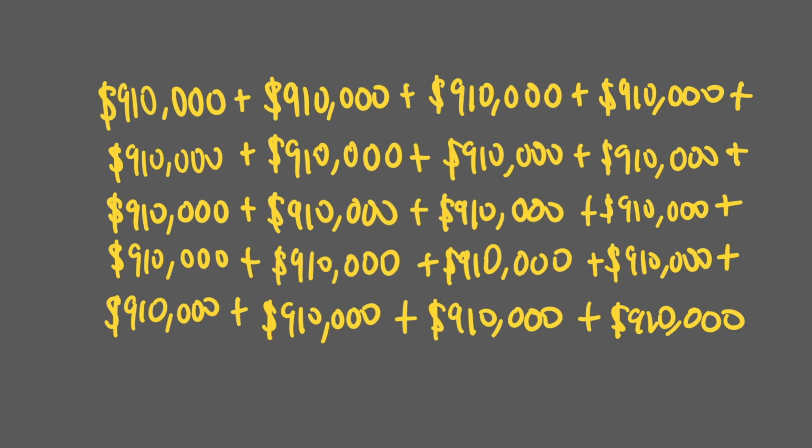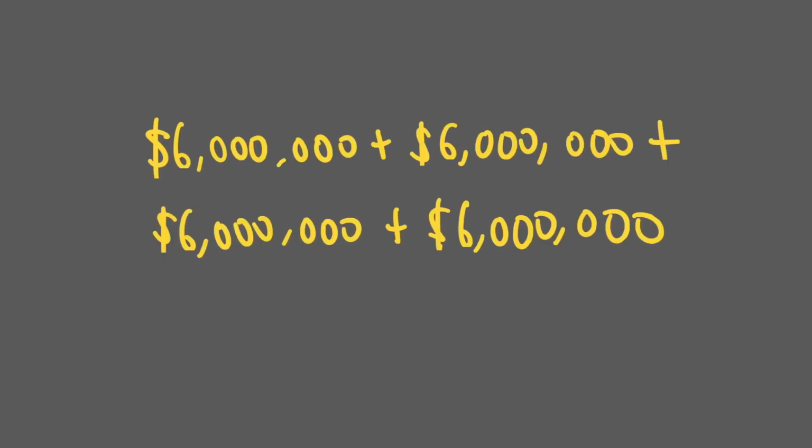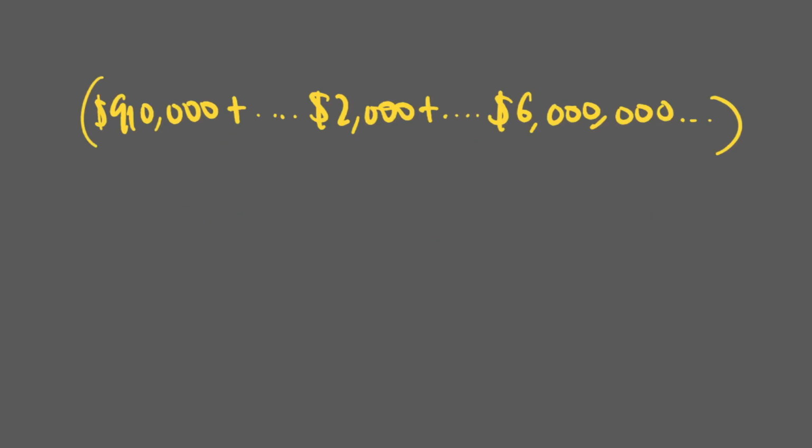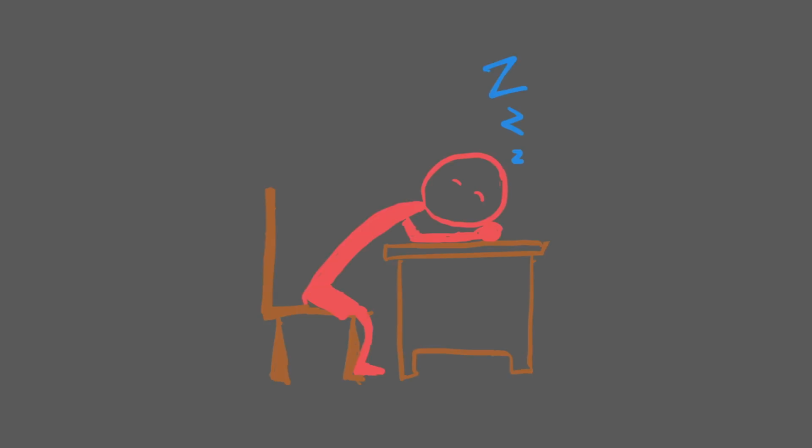Thus, you add $910,000 to itself 20 times, add that number to $2,000 added to itself 15 times, and add that sum to $6 million added to itself 4 times. Finally, you divide that very long expression by the number of properties, 39. We get an average price of $1,082,820.51. After sitting in your office for 30 minutes calculating the average price per property, you start to wonder if there is a more efficient way to calculate your answer.